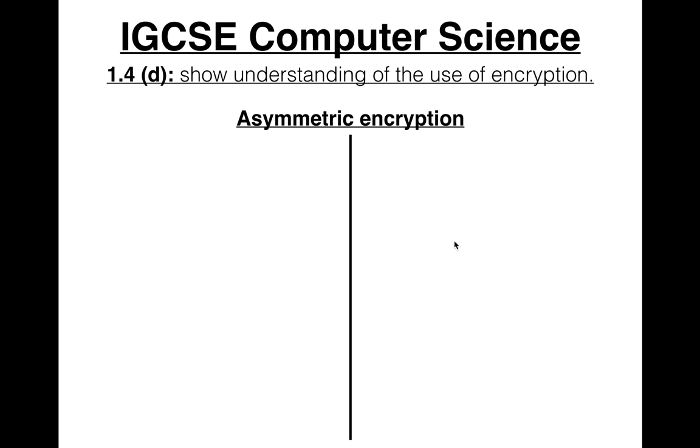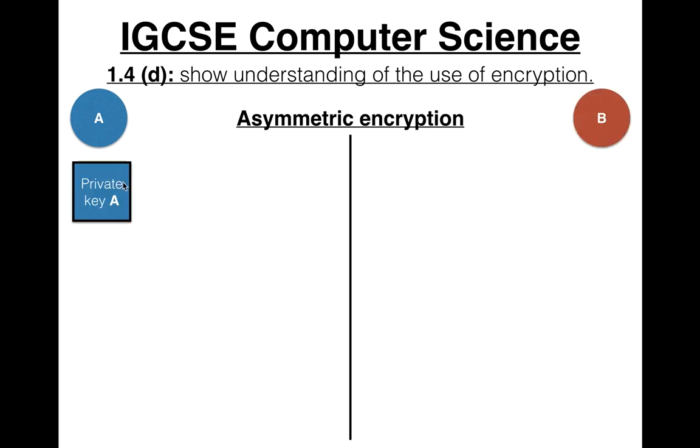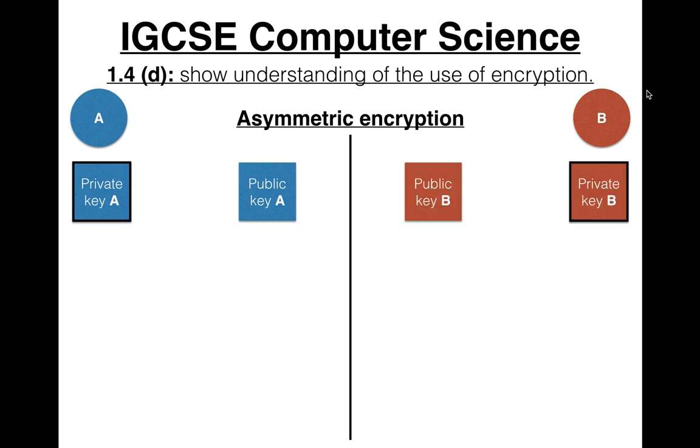To better see this example, let's take a look at this. So this is a line. This is meant to be sort of the barrier between A and B. So we have user A and user B. So user A has a private key, only known to itself, and a public key, known to both A and B. And B has the same thing, a private key to itself, and a public key shared between the two. So this is what happens.